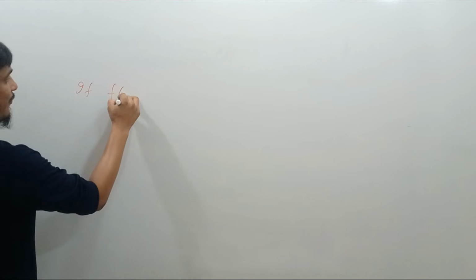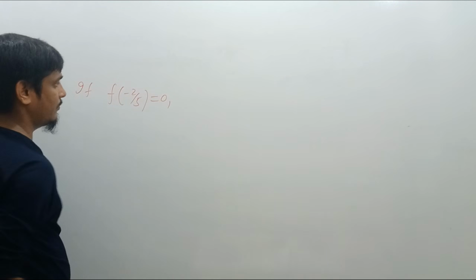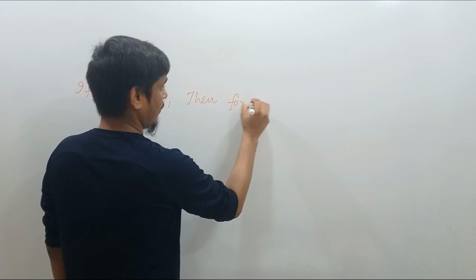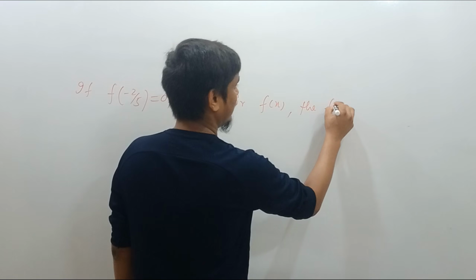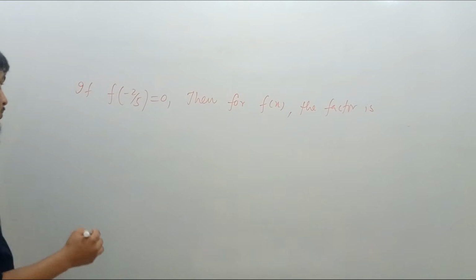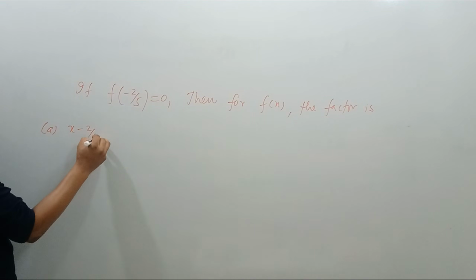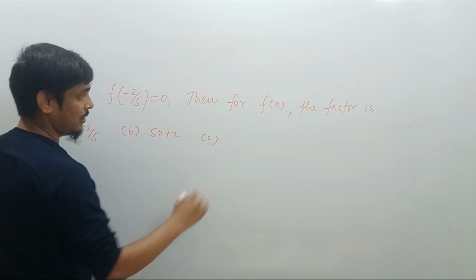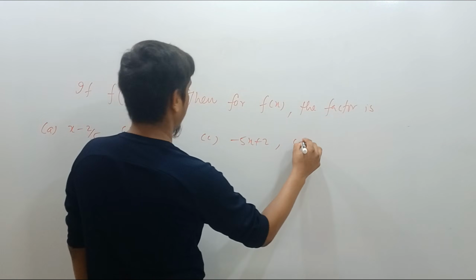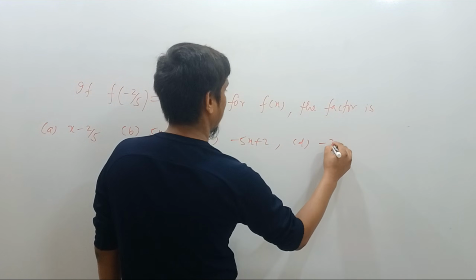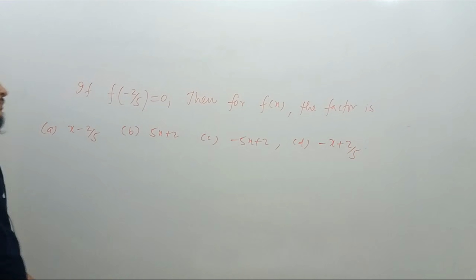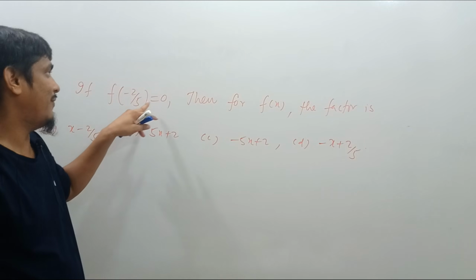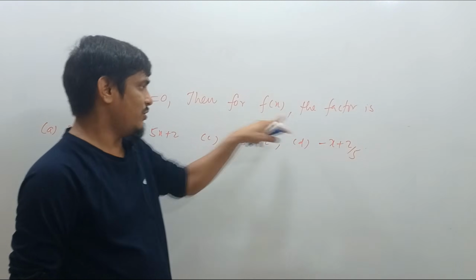If f(minus 2 by 5) is equal to 0, then for f(x) the factor is: option A, x minus 2 by 5; option B, 5x plus 2; option C, negative 5x plus 2; option D, minus x plus 2 by 5. We are given the value of polynomial f at negative 2 by 5 is 0, then for f(x), which one is the factor?